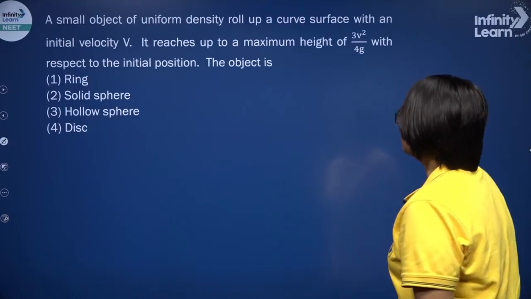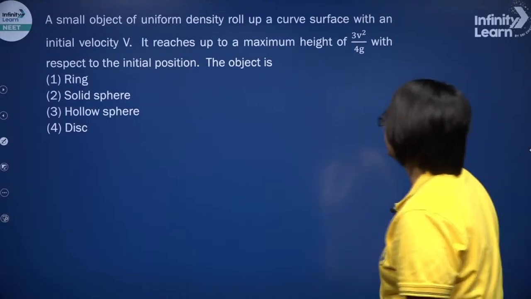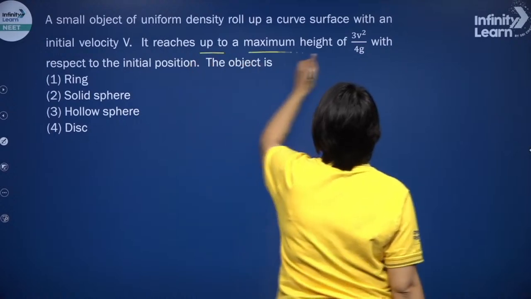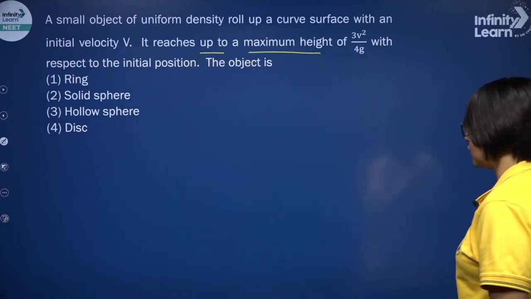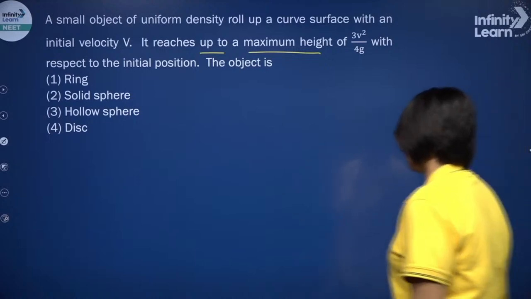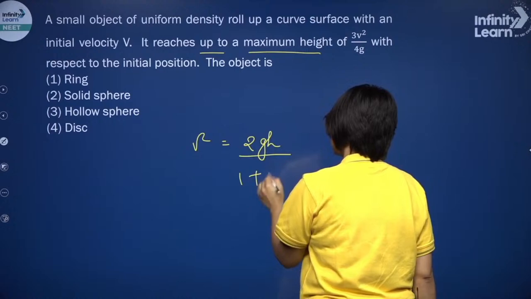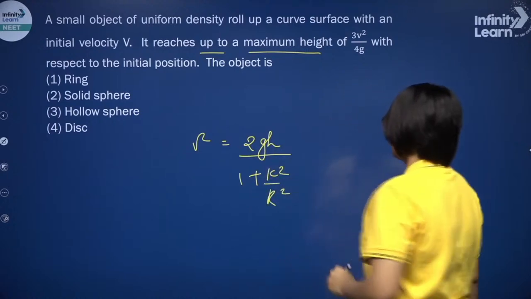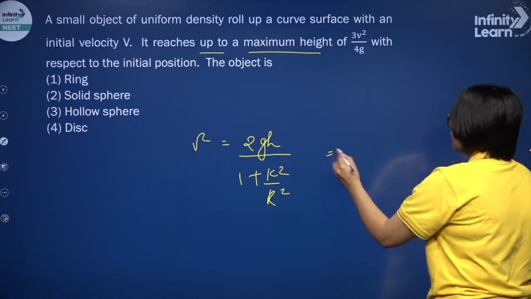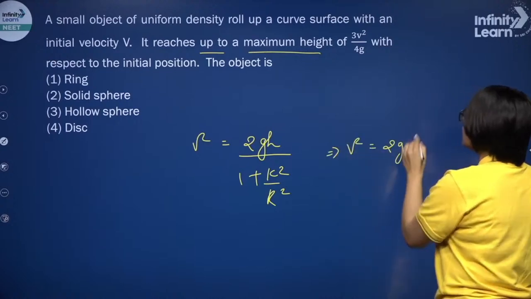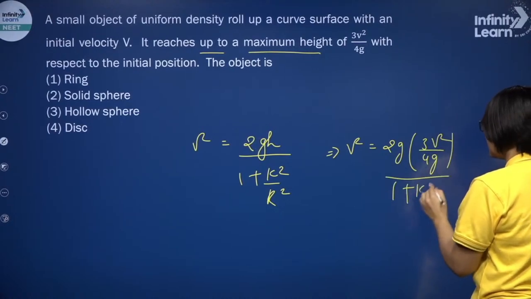Next is, a small object of uniform density rolls up a curved surface with an initial velocity v. It reaches up to a maximum height of 3v square upon 4g. What, with respect to the initial position, is the object? So we know that v square is equal to 2gh divided by 1 plus k square upon r square. Okay, so h is 3v square upon 4g. So v square is equal to 2g into 3v square upon 4g, divided by 1 plus k square upon r square.